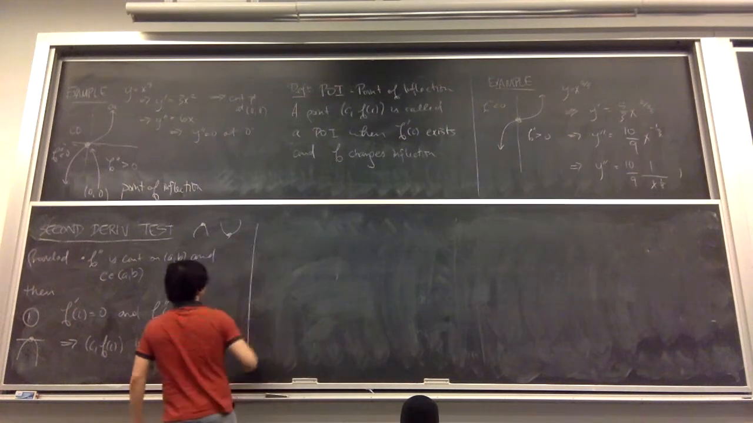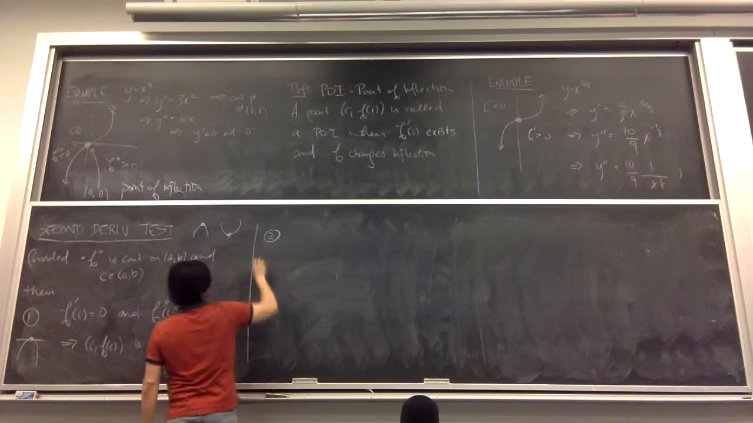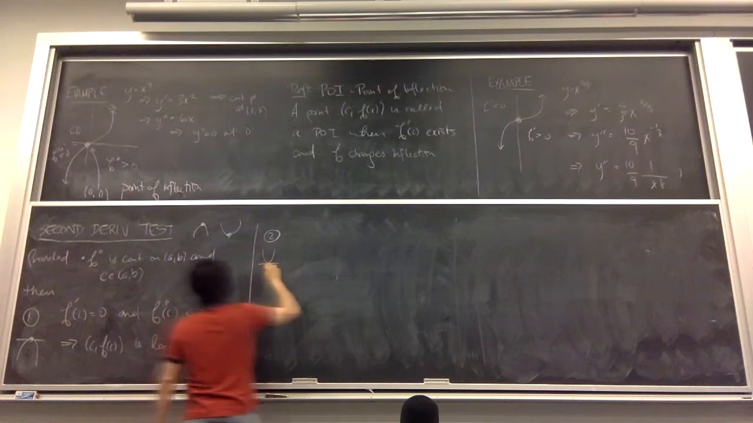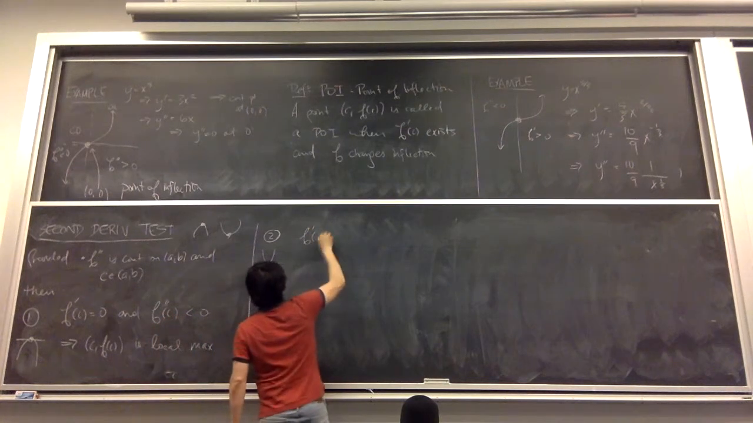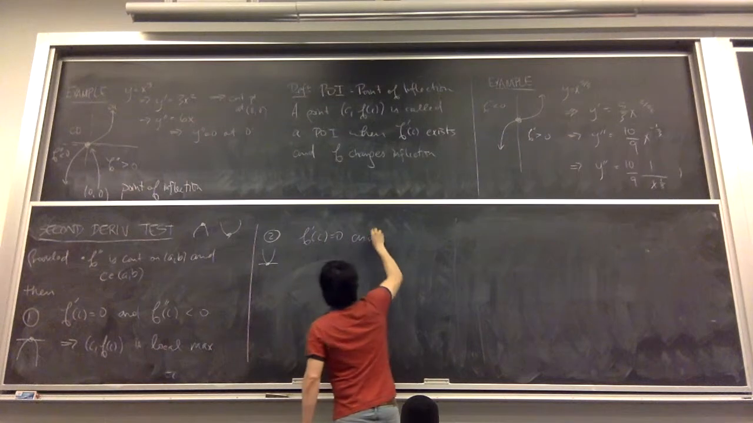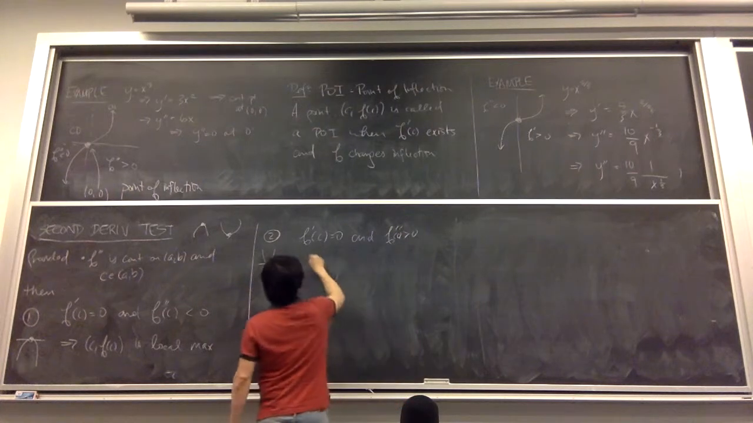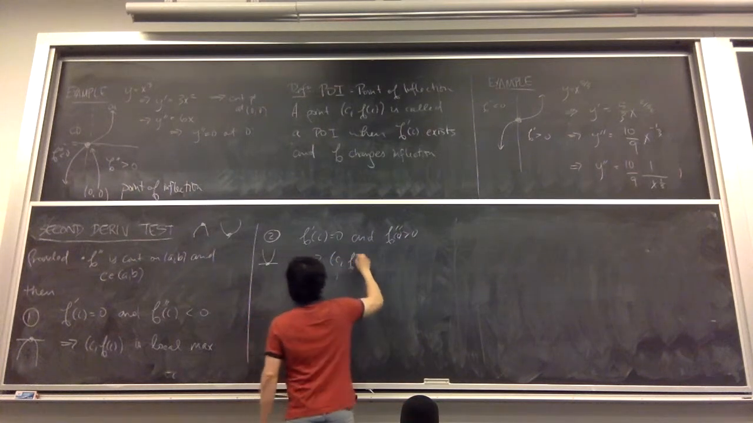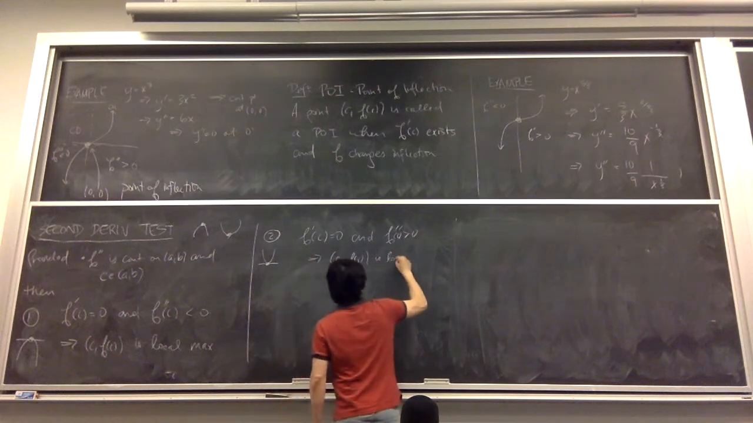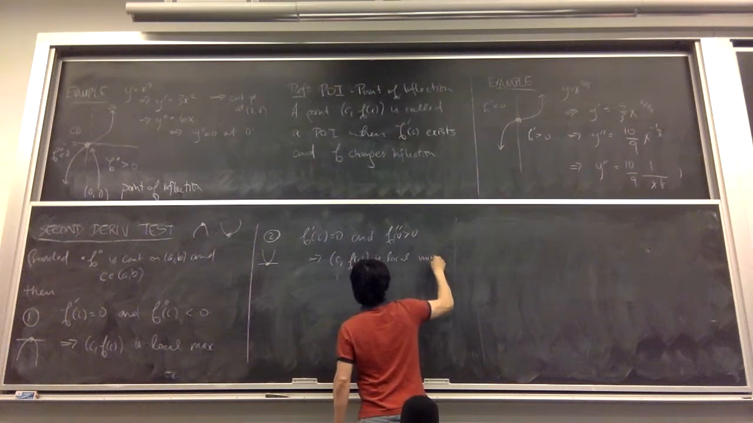So the second one is the case of the local minimum. This means you need a flat tangent, and you need the curvature to be upward. This means that c, f of c is a local minimum. Okay?